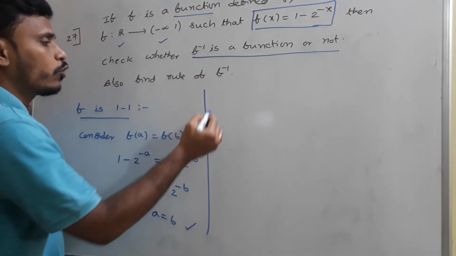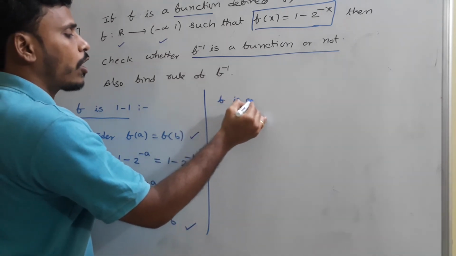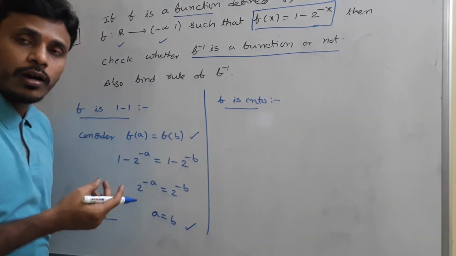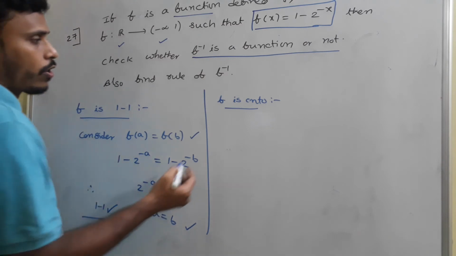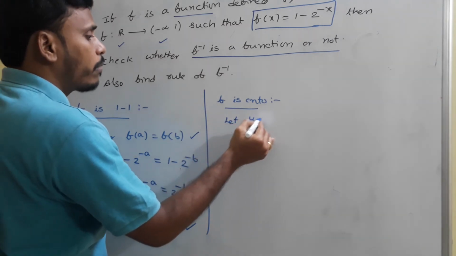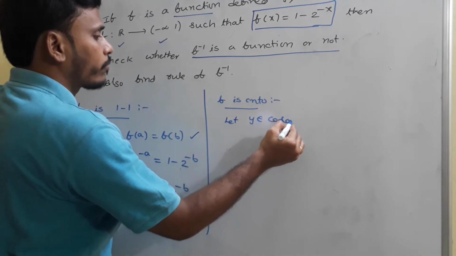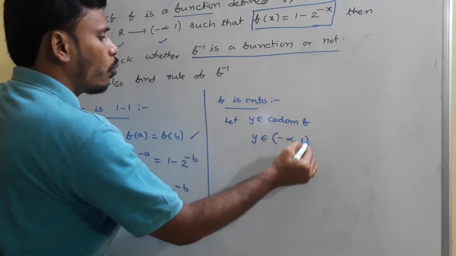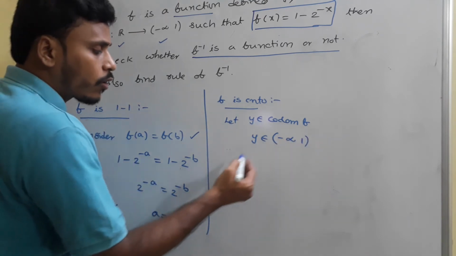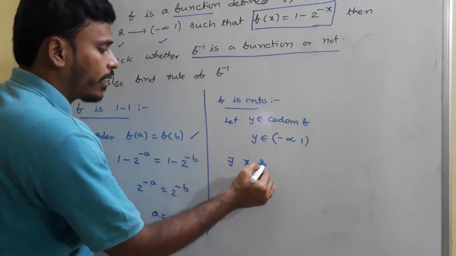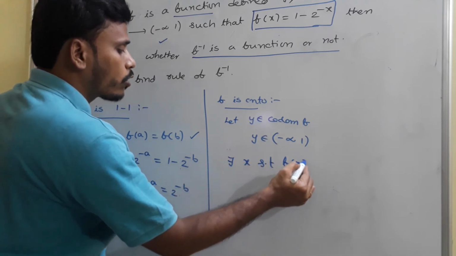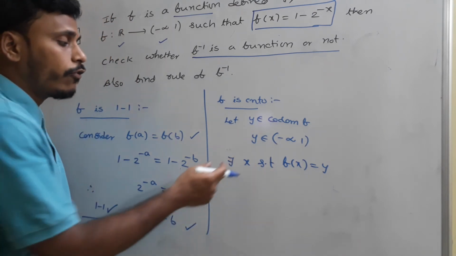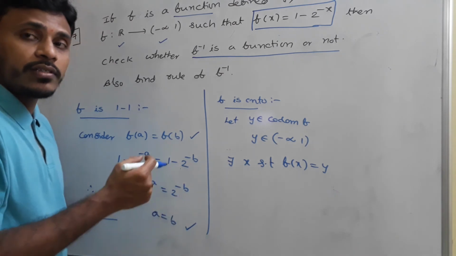Then we need to check about onto. To check whether a given function is onto or not, we need to start our discussion with an element of the second set. Let y belong to the codomain of f, in particular, let y belong to minus infinity to 1. If we have an element in the codomain, for sure there exists an element x such that f of x equals y. But we don't know whether that x is there in the domain or not. We need to check. If we get that x in the domain, we say it is onto.